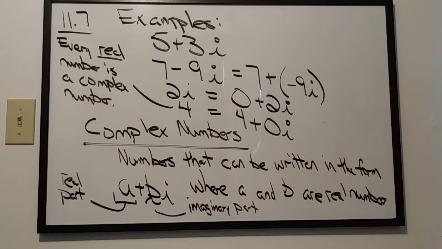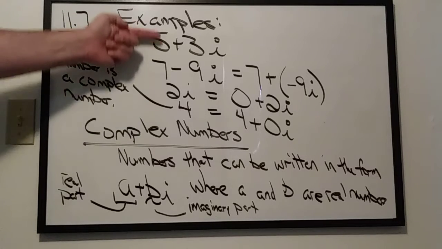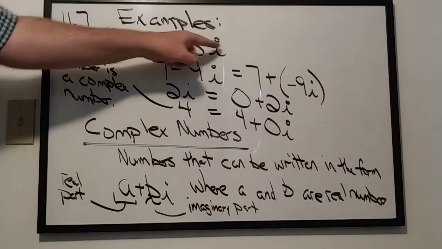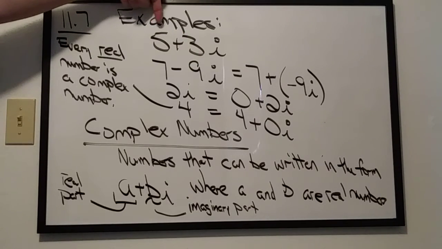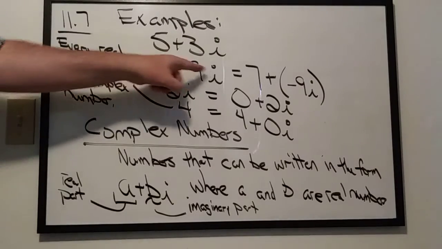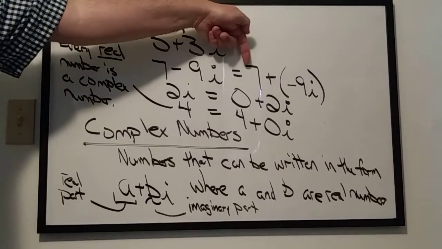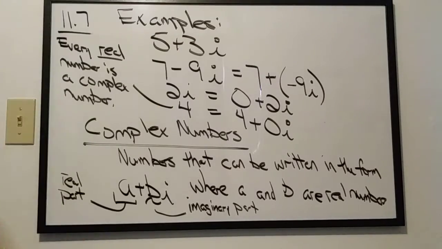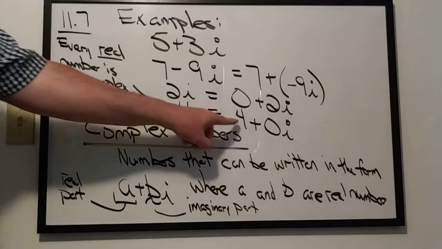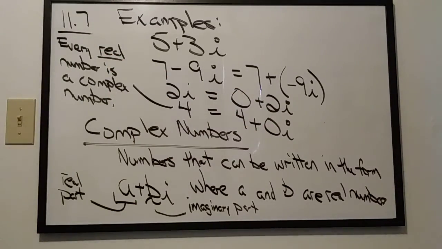So with that in mind, we can look at each one of these examples up here and talk about who is the real part and who is the imaginary part of each one of these numbers. So 5 plus 3i, the real part is 5, the imaginary part is the number 3. 7 minus 9i, the real part is 7, the imaginary part is the number -9. Real part of 0, imaginary part of 2, real part of 4, imaginary part of 0.